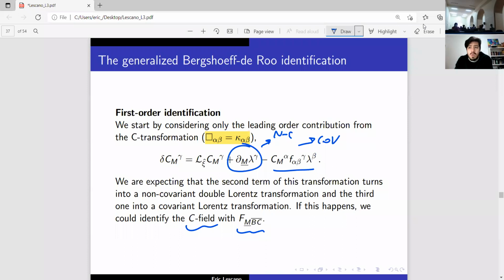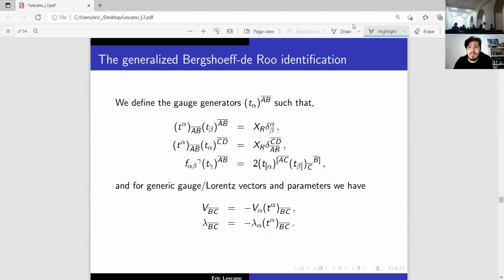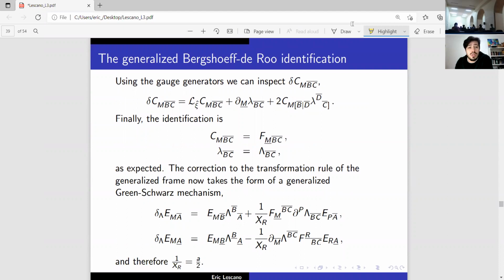The story is exactly the same. We define the generators, the gauge generators, and pay attention to this. We are identifying the gauge group with the right part of the Lorentz group at the DFT level. So we have over here some special factors that will be identified in a moment. They are related to the A parameter. We have these identifications or this map that is very similar to the ordinary pairs of the rule identification. And if we perform this identification over the transformation of the frame, for example, or over the transformation of the C field, this is exactly the way that the flux is transformed.